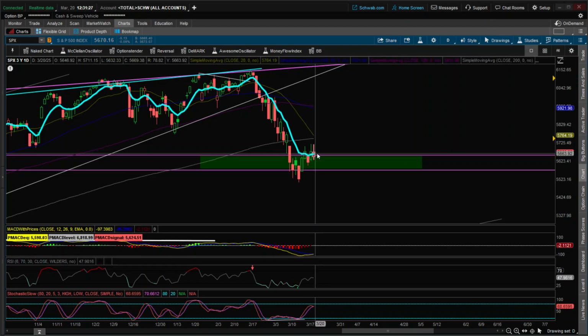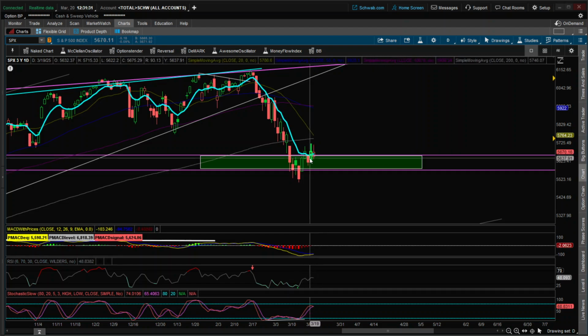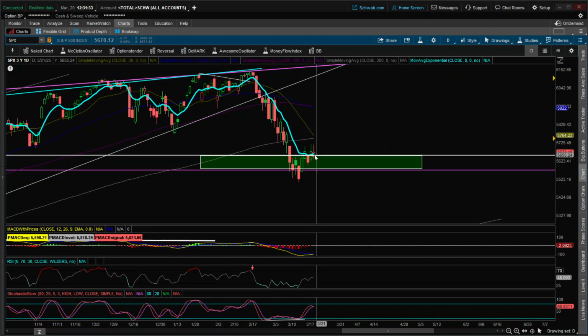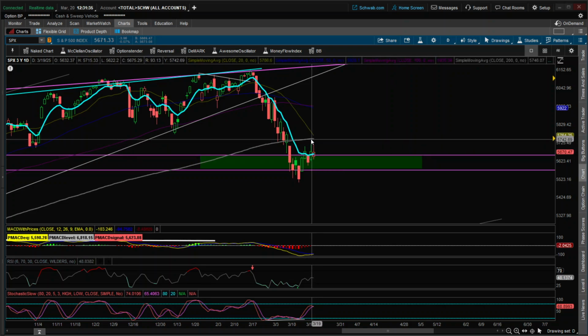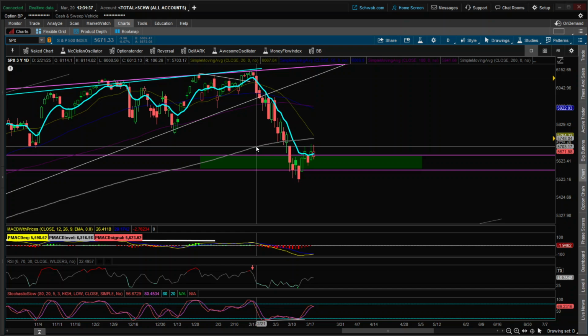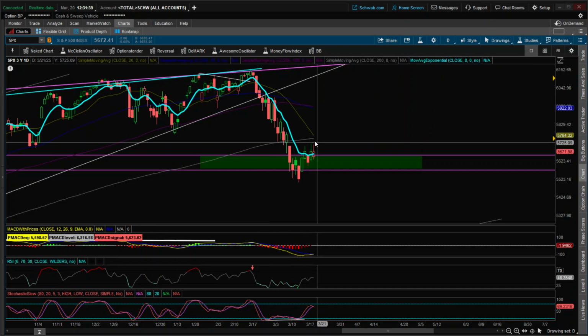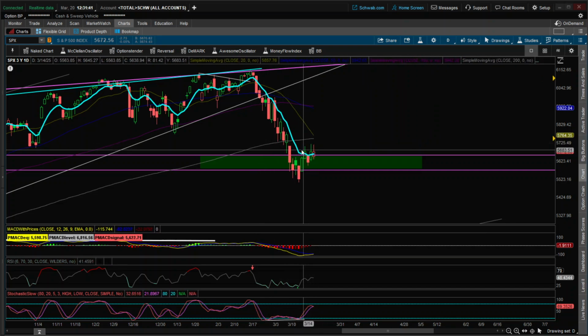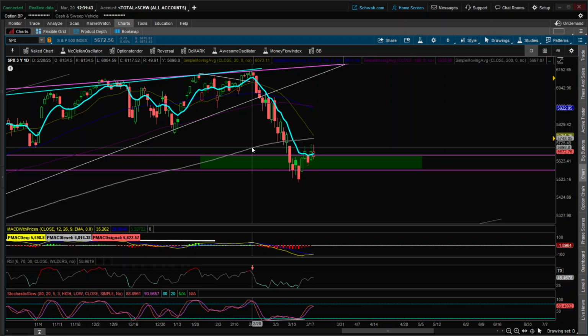So technically, we're in a neutral position, but like I said, on the lower time frames, I think we're making positive market structure. So the first spot here, if and when we break out of this consolidation, I'm highlighting the 200 moving average, and that's at 5,748.